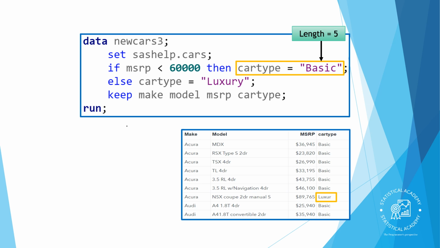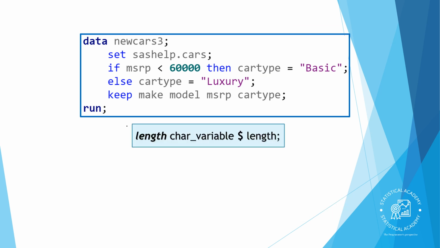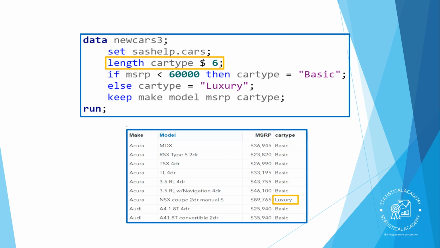One way to avoid this problem is to explicitly define a character variable in the data step with a length statement. The syntax for this statement is the keyword length followed by the name of the variable, a $ sign to indicate a character variable, and the length you want to assign. In this example code, the length statement defines the car type variable with a length of 6 before the conditional processing statements.